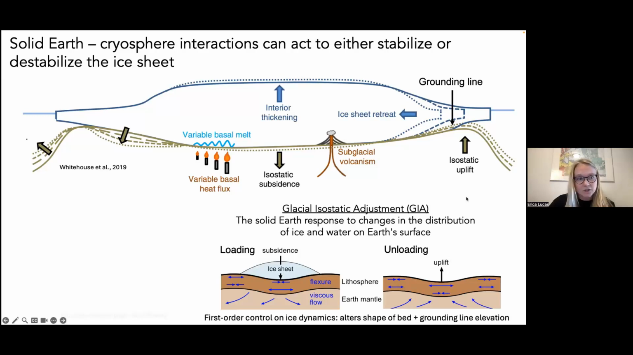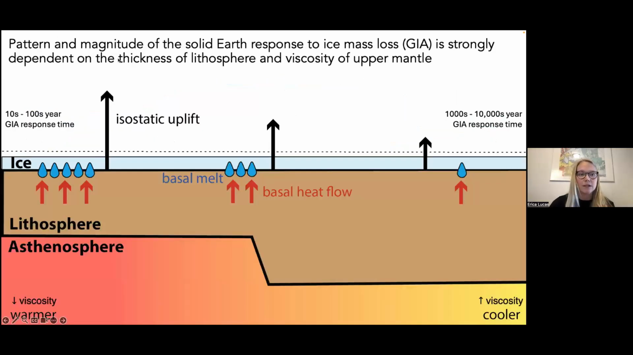The pattern and magnitude of the solid Earth response to ice mass loss is really strongly dependent on solid Earth structure. So it depends on the thickness of the lithosphere and the viscosity of the upper mantle. In a region where we have thinner lithosphere and a warmer, generally lower viscosity upper mantle material, we're going to get a much more rapid uplift rate, so a glacial isostatic adjustment response time on the order of 10 to 100 years.